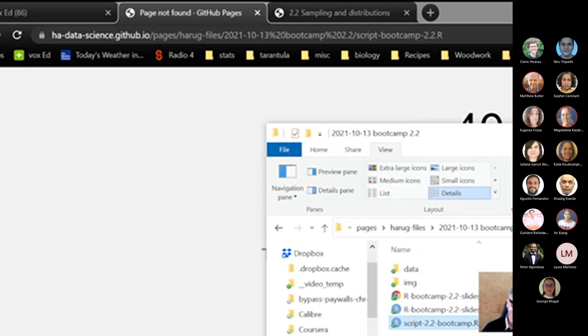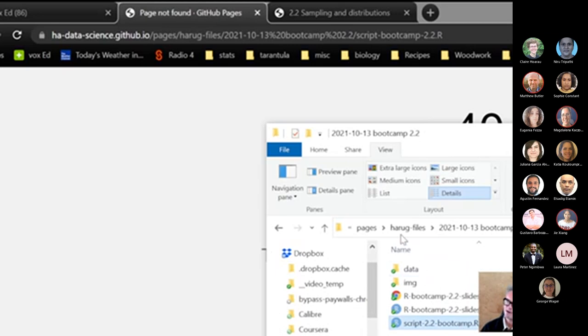So what has happened is I've allowed myself to have two different GitHub repositories. One that I've been maintaining for the HARUG pages, and one that I have been maintaining for the bootcamp. And so here's how that works.